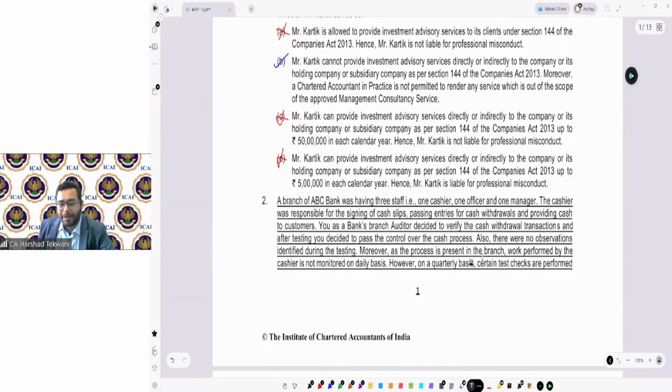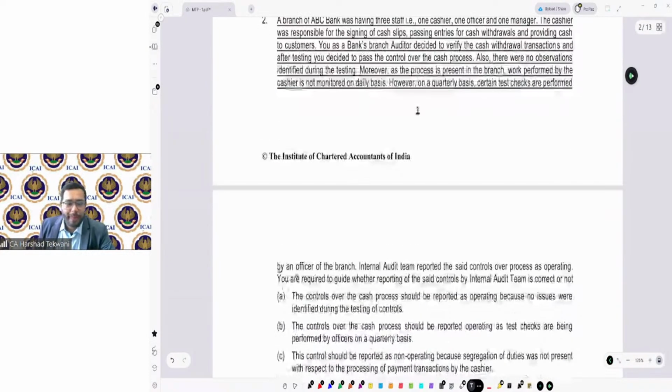Moreover, as the process is present in the branch, work performed by the cashier is not monitored on a daily basis. However, on a quarterly basis, certain test checks are performed by an officer of the branch. The internal audit team reported the state of control over the process as operating. You are required to guide whether the reporting of the state of control by the internal audit team is correct or not.